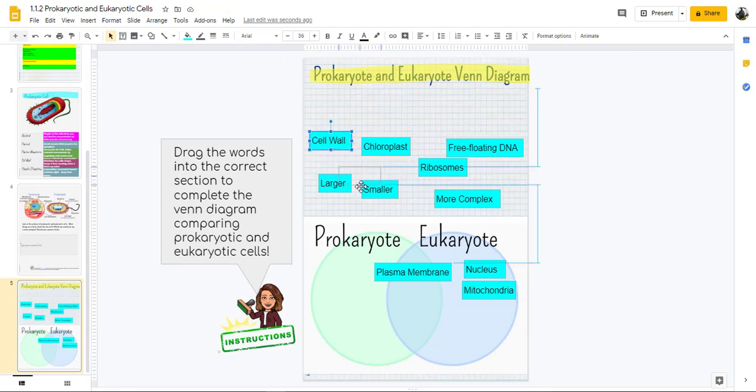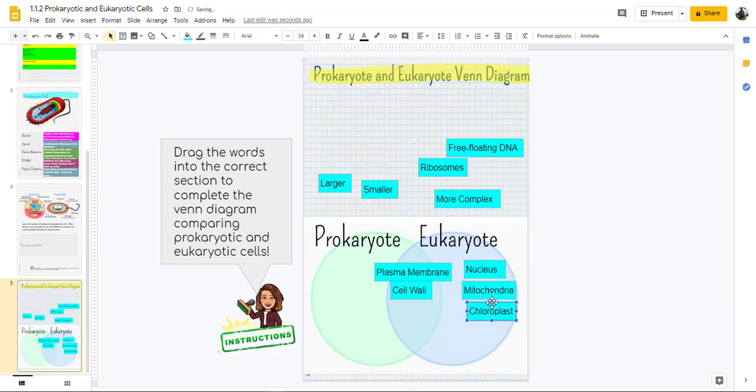Cell wall. So I'm going to put this in the middle. Prokaryotes can have a cell wall, and eukaryotes can have a cell wall. That doesn't mean they all have cell walls, right? Animal cells don't have a cell wall, but it could be found in both prokaryotic and eukaryotic cells. Chloroplast kind of goes over here with nucleus and mitochondria. That's an organelle that has a membrane, so it's going to belong on the eukaryotic side.